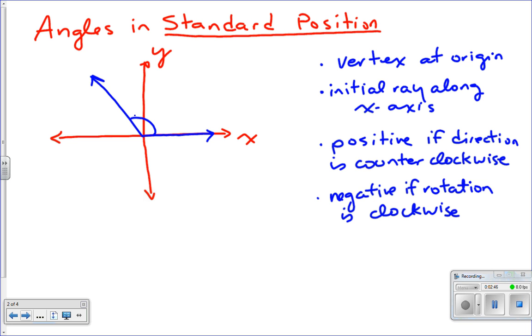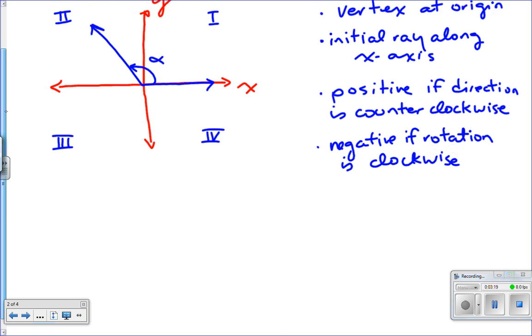We always show that rotation, that arrow of rotation. So here we have angle alpha, and its terminal arm is in quadrant 2. Remember from earlier in the previous course that the quadrants are numbered 1, 2, 3, and 4, and we typically use Roman numerals to denote those. Okay, so that's a positive angle, alpha, and I'll just demonstrate a negative angle as well.